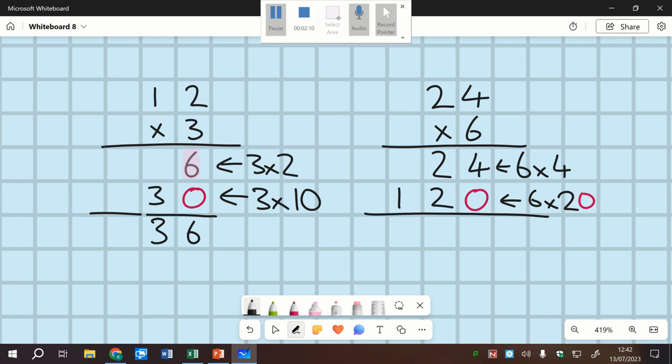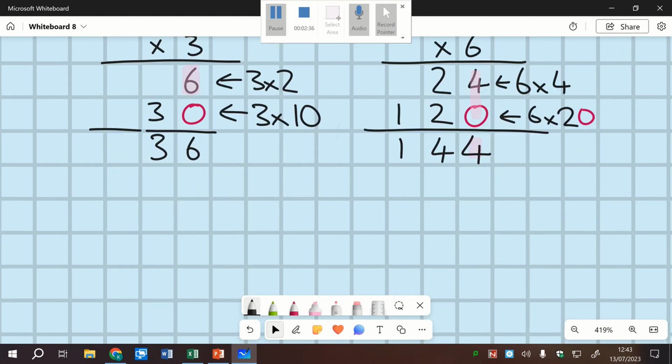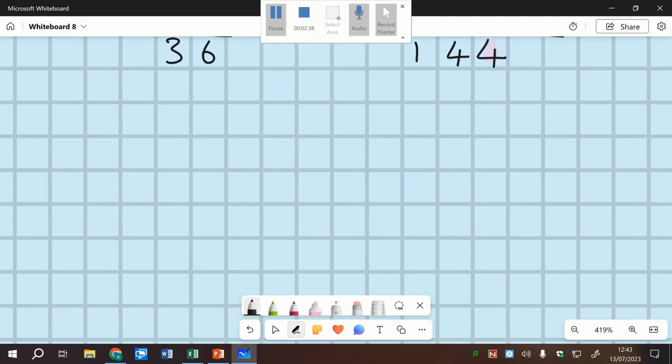Okay, so here we go. We're going to add these two together and put the answer just here. So 4 and 0 is 4, and then 2 and 2 is also 4, and I've got a 1 just there. So the answer is 144. Now this method is great, it's no problem at all until we get bigger numbers. All right, so I'm going to do the same thing now using a slightly different way.